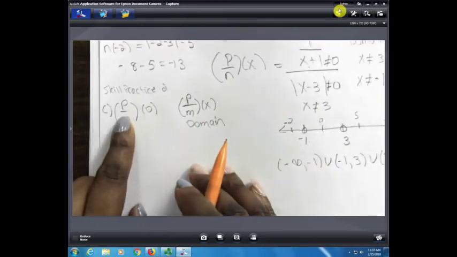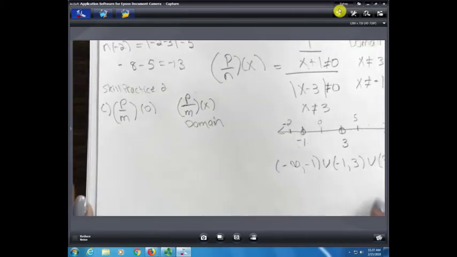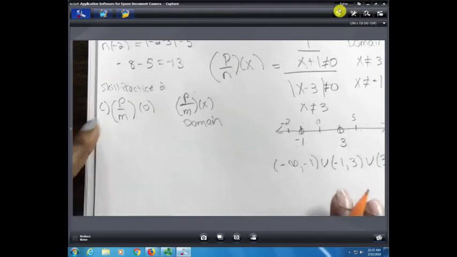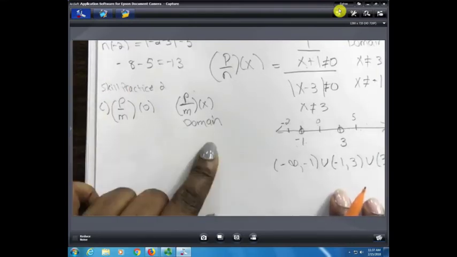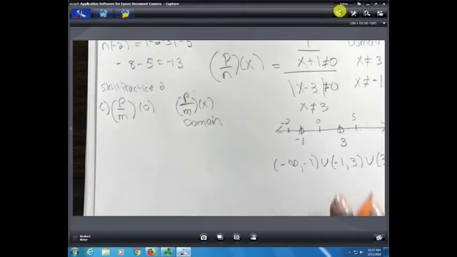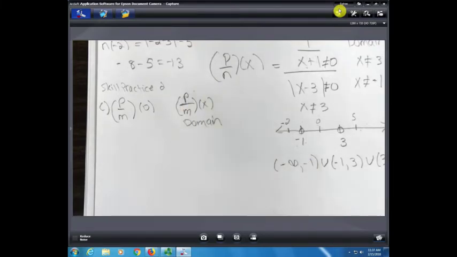So let's evaluate P divided by M at 0. So 2 different things. So let's evaluate this at 0, and let's find the domain of the P divided by M function. It's again the same P and M that was in the example.